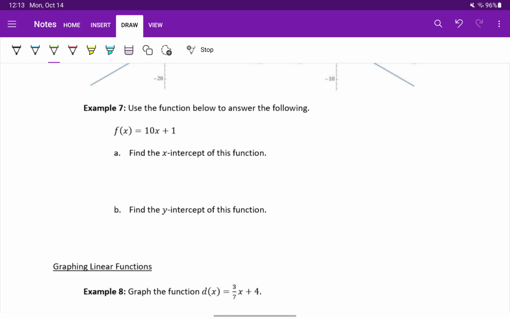That means that in example 7, when we have the function f of x is equal to 10x plus 1, and we want to find the x-intercept, we're going to set the opposite variable, so set y equal to 0. So we'll set this up as 0 is equal to 10x plus 1, and then we'll solve for x from there. To do that, we'll subtract 1 from both sides.